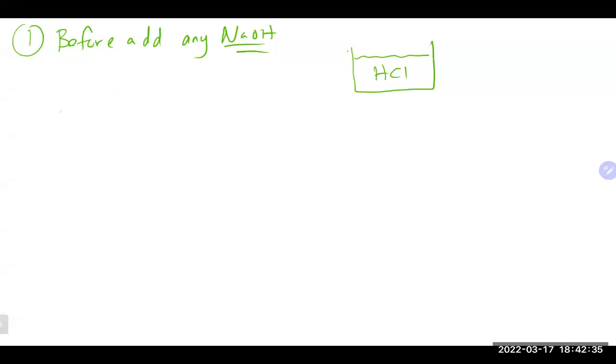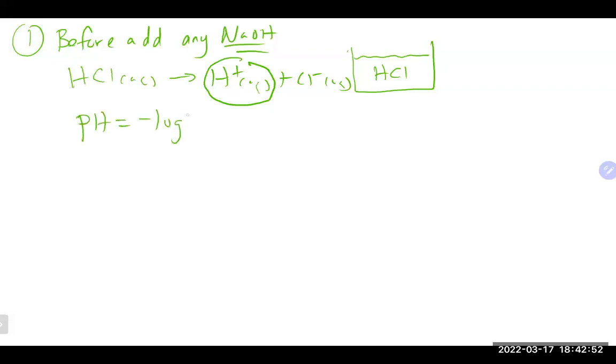HCl is a strong or weak acid? It is strong, which means it's going to 100% break apart into H plus and Cl minus, which means that will give you the H plus, so you could go right into the pH equation at the very beginning here of the titration before you add any sodium hydroxide.